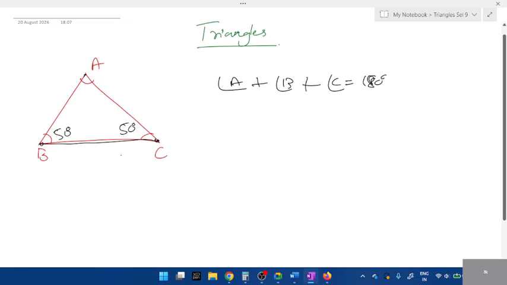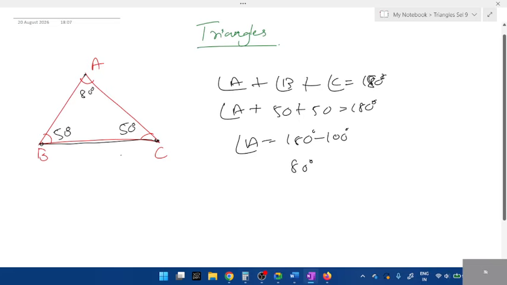Use this. This is the only formula we use to find any one missing angle, students. So angle A as it is. What is angle B? 50. If I substitute, 50 plus 50 is 100. If it goes to the other side, it gets minus 100. What is 180 minus 100? 80 degrees. Understood how to calculate a missing angle?